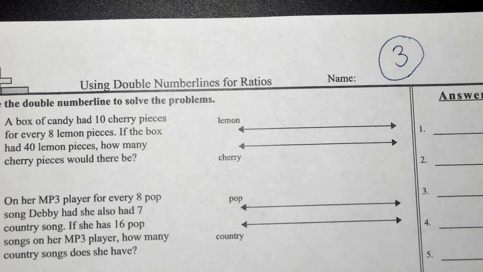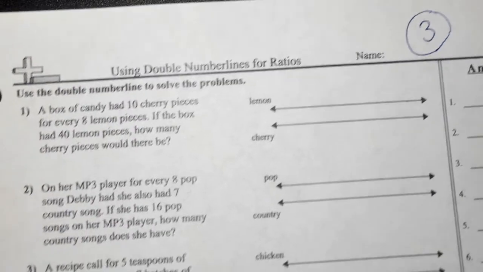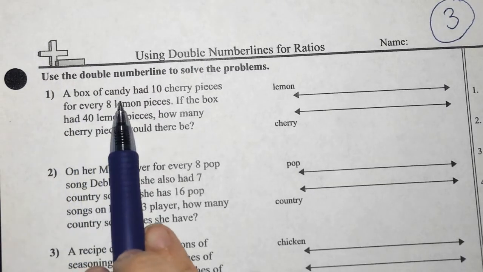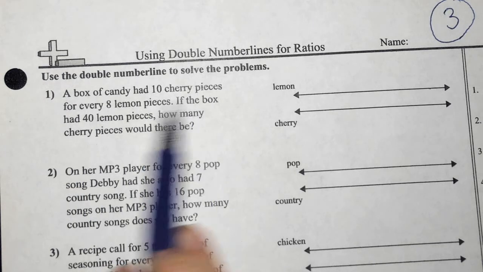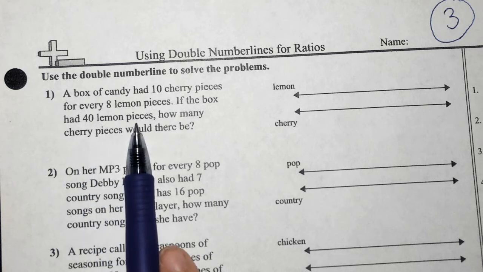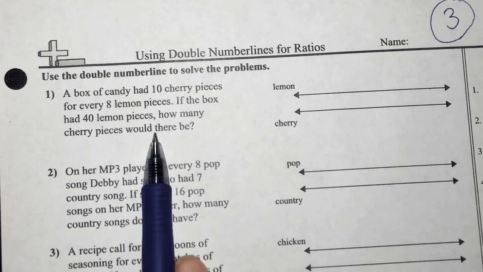Here, this is still going to be a visual representation of the math that we've been doing for 3 weeks. So is this going to look like something brand new? No, it's going to be representing the math that we've been doing already. So for number 1, it's telling us a box of candy had 10 cherry pieces for every 8 lemon pieces. If the box had 40 lemon pieces, how many cherry pieces would there be?